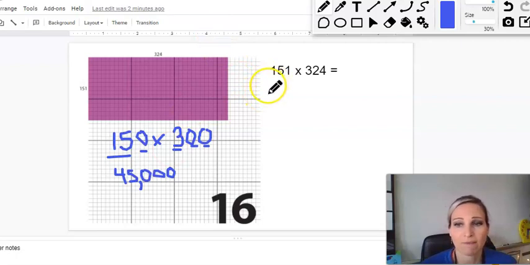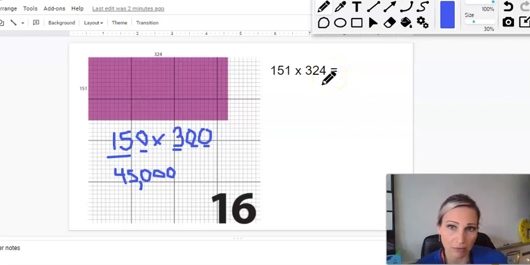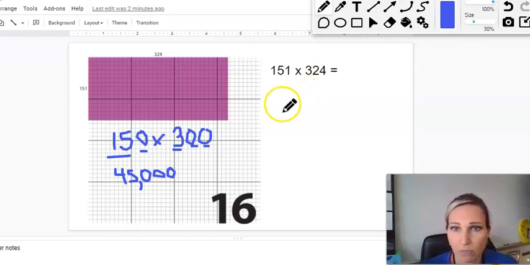So now we have to go ahead and figure out, how are we going to multiply this large number? Are you going to use a standard algorithm? Are you going to use partial products? What is it that's going to help you best solve this? So pause the video, solve it any way you'd like to, and then push play, and I'll show you one way that I would solve it.